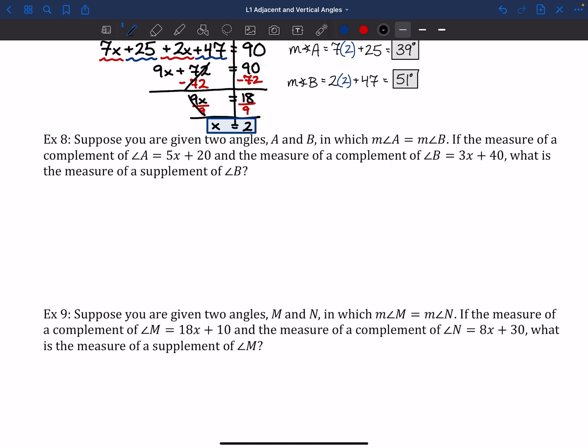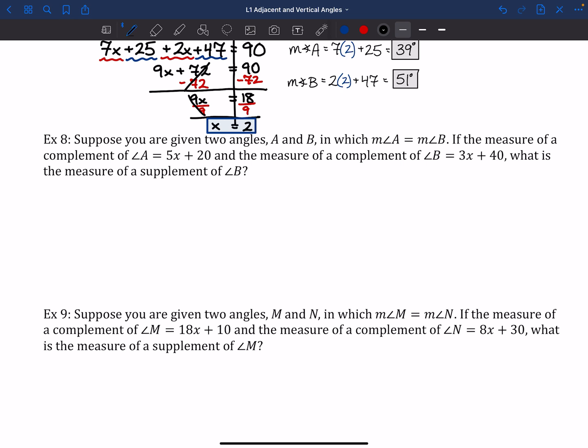So a couple key pieces of information, right? We've got two angles, A and B, and the measures are equal, right? The measure of angle A equals the measure of angle B. If a complement of A is 5x plus 20, and a complement of B is 3x plus 40, we need to figure out the measure of a supplement of B, right? So ignore that last part for right now, right? The what is the measure of a supplement of B, right? We're going to hold off on that for a minute.